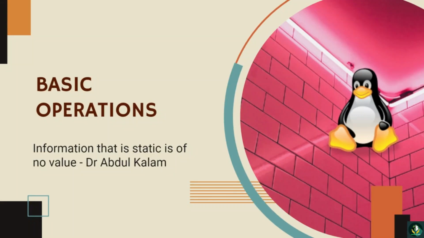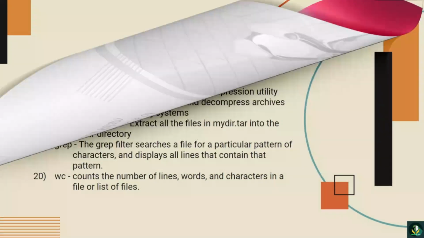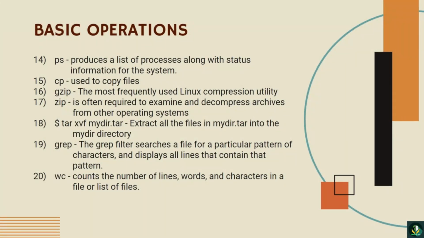Welcome back. We will continue with our basic operations. The last two commands which we are going to see are grep and wc. The grep filter searches a file for a particular pattern of characters and displays all the lines that contain that pattern. And the second command which we are going to see is wc. It counts the number of lines, words and characters in a file or list of files. So let's move to the practical demonstration of it.